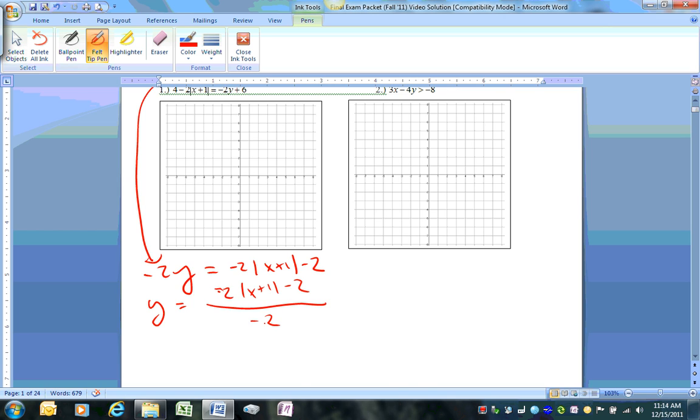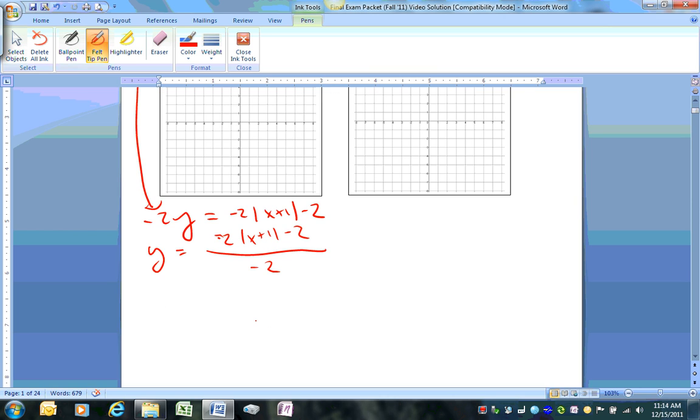Now, be careful here. When you simplify, you must first factor any common terms or numbers. So the top, obviously, you can take out negative 2, leaving me behind the absolute value of x plus 1 minus 2. I'm sorry, I meant to say plus 1. Over negative 2. So those go away.